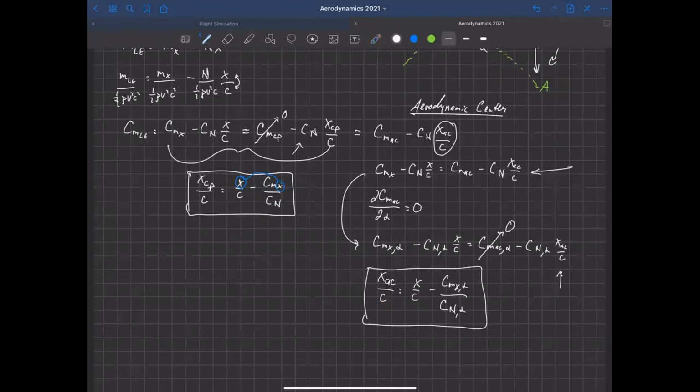And we would expect to get something very close to what? Quarter chord. The quarter chord, right? So because we're looking at XAC over C, we would expect that that's very close to 1/4, right? And if it's not very close to that, then probably we've done something wrong, right? Okay.